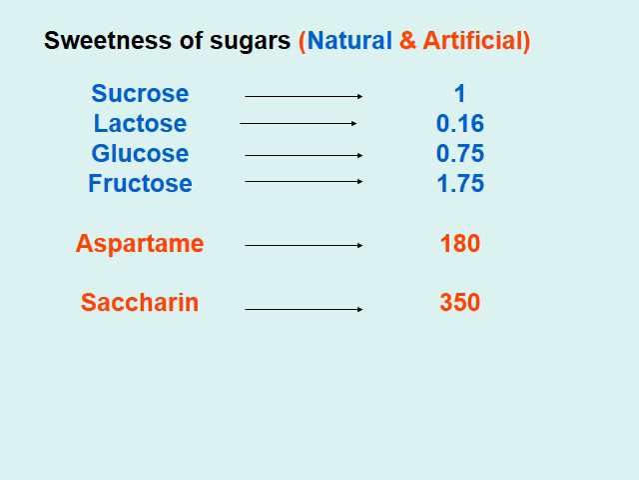Now about sweeteners, if sucrose gets number 1, then it's interesting to see that lactose or milk sugar is only about 0.16. Glucose is close to sucrose in sweetness, about 0.75. Fructose is about 2 times sweeter than table sugar. Fructose is nothing else but called fruit sugar. On the other hand, artificial sugar, aspartame, is 180 times sweeter than sucrose. Saccharin, which in this country is not being used anymore, is about 350 times sweeter than sucrose.